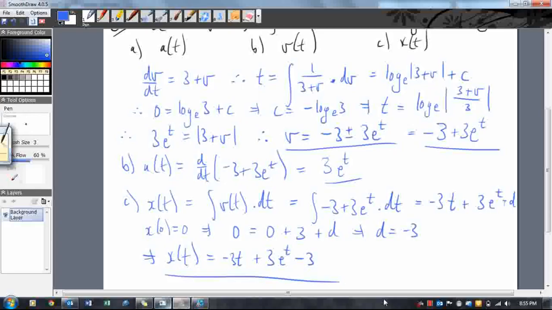Okay, so that's how to sort of change stuff around using different forms of acceleration and velocity. Have a go. They just take a bit of practice to get used to dealing with the variables.